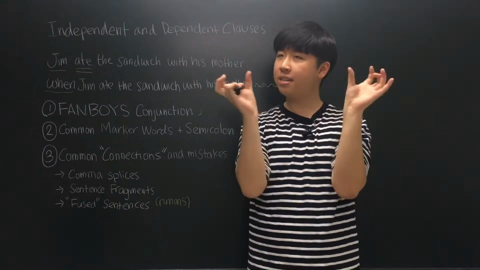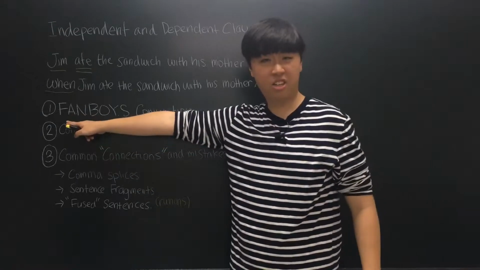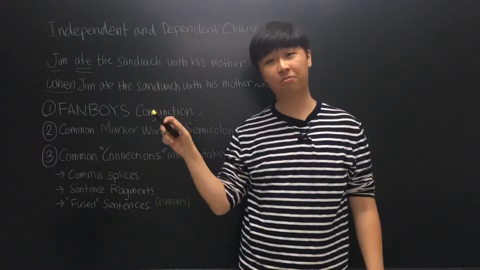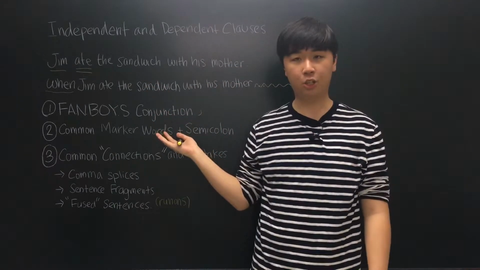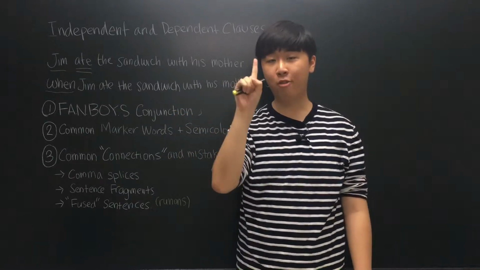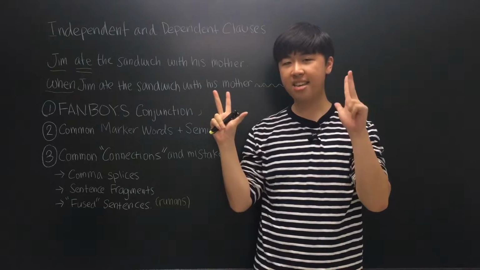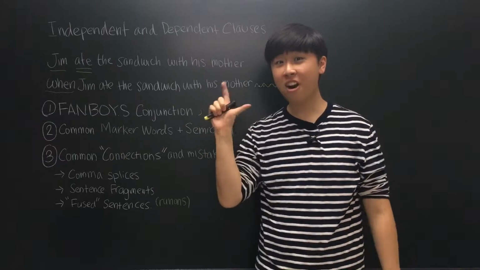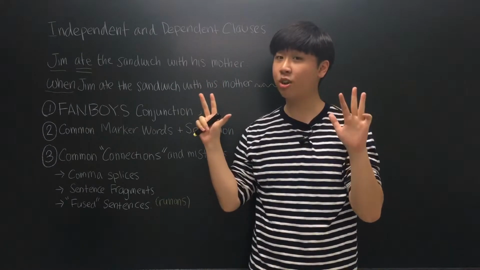How do we connect two independent clauses? We can do what I like to call a fanboys conjunction: comma, fanboys conjunction. What does fanboys conjunction mean? Fanboys is for, and, nor, but, or, yet, so. Should I repeat that? For, and, nor, but, or, yet, so.